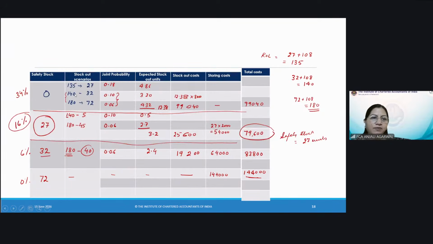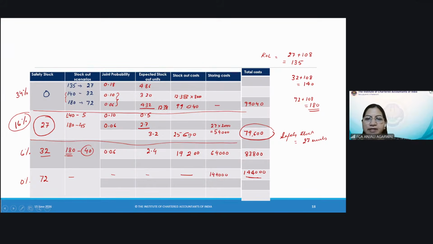In that scenario, we'll be stock out with only 140 and 180 with 5 and 45 units. Expected value of stock out would be 5 units with a probability of 0.10 is 0.5. 45 units with a probability of 0.06 is 2.7. So your expected stock out unit is 3.2.